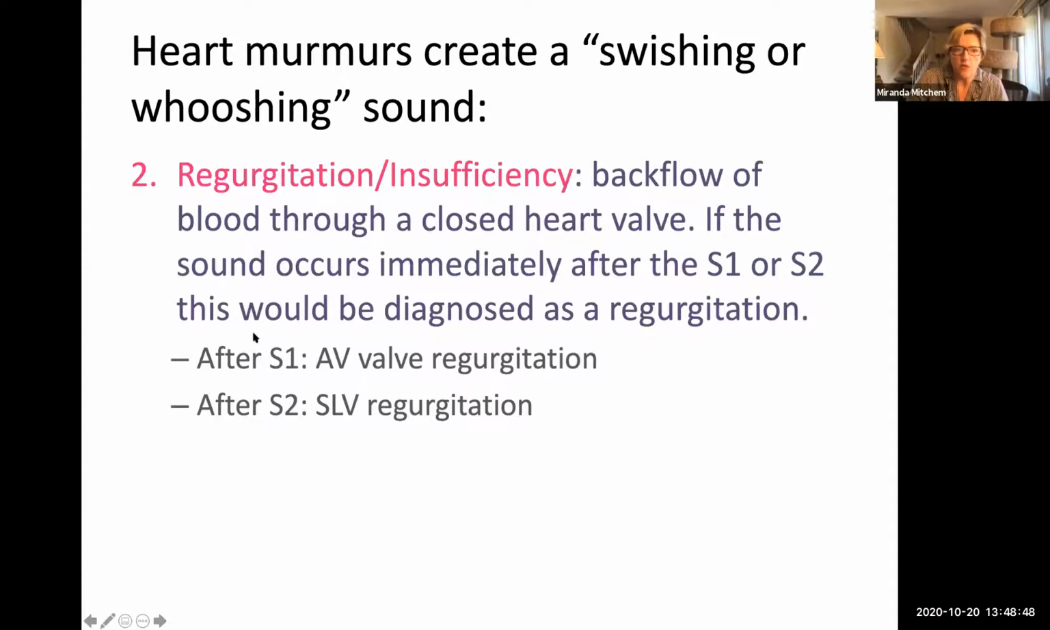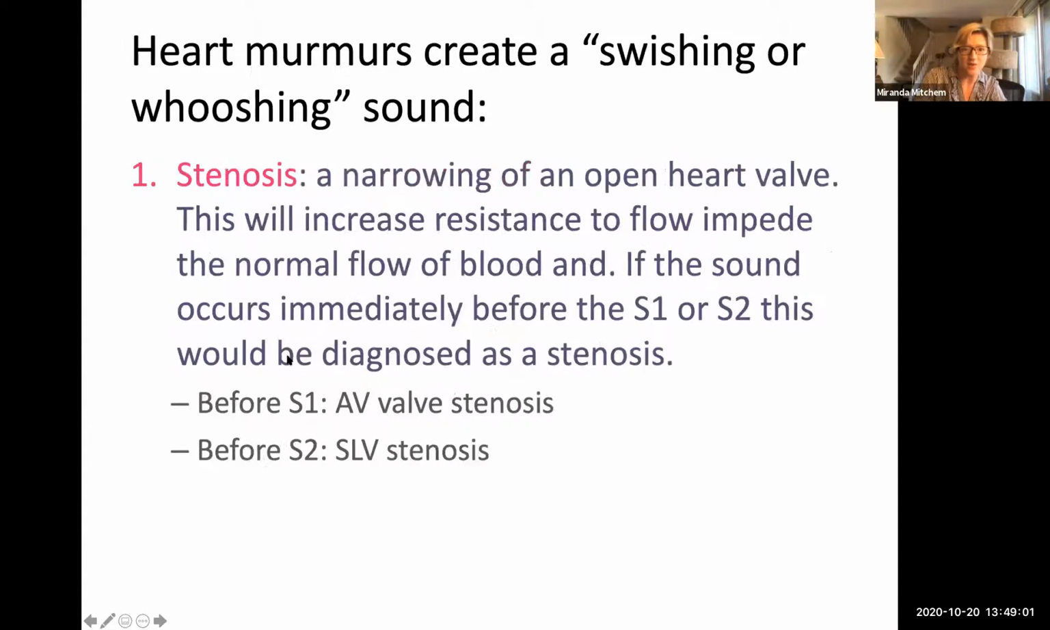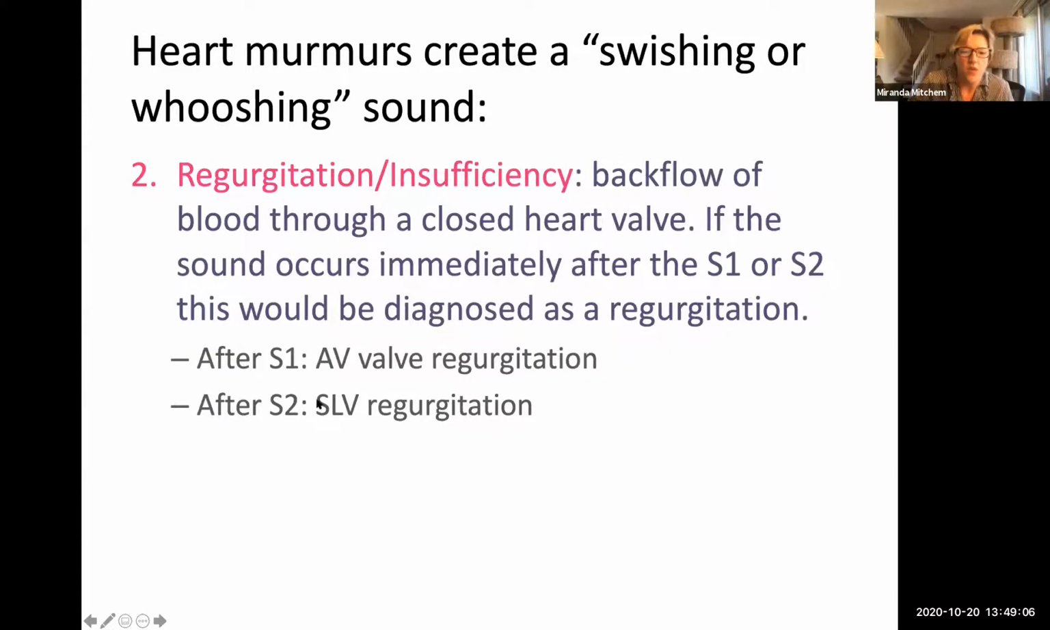Similarly, we can relate it to the S1 and S2 sounds. If we hear it after S1, it's regurgitation of the AV valve. If we hear it before S1, it's stenosis of the AV valve. If we hear the sound after S2, it's regurgitation associated with the semilunar valves. So a lot of good information can be determined just by taking a good listen.